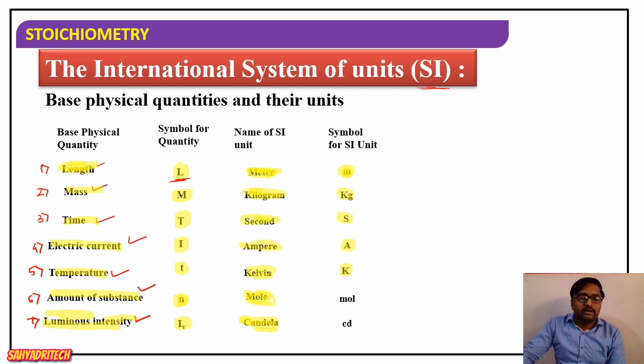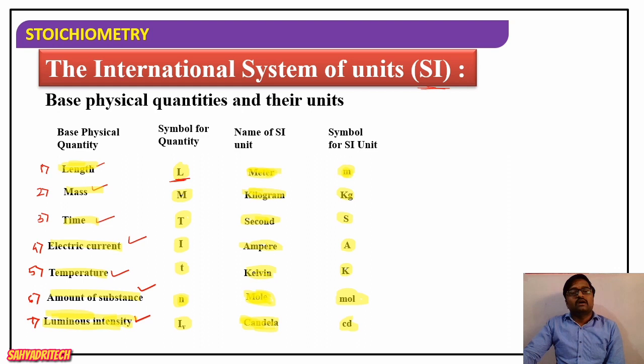Mole, M-O-L-E, is written in sentence form. That is the name, and if you consider the symbol, mol is the symbol. And candela is the SI unit for luminous intensity. What is the symbol of candela? cd. These are the symbols.